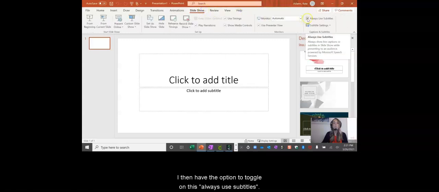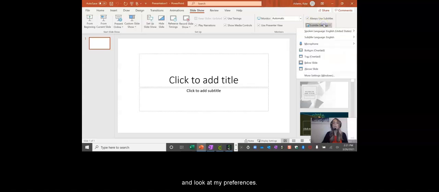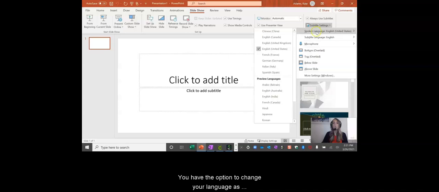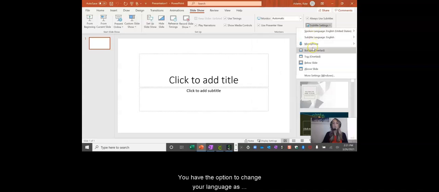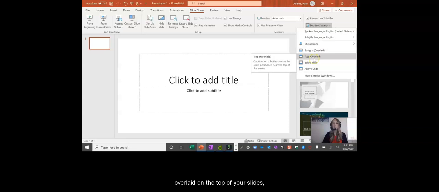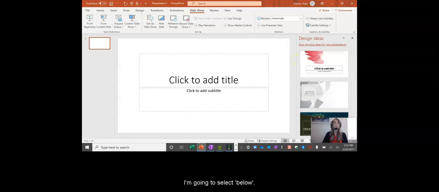I then have the option to toggle on this Always Use Subtitles and look at my preferences. You have the option to change your language as well as to choose your viewing preferences for captions to be overlaid on the bottom of your slides, overlaid on the top of your slides, below your actual slide, or above. I'm going to select below and let's test it out.